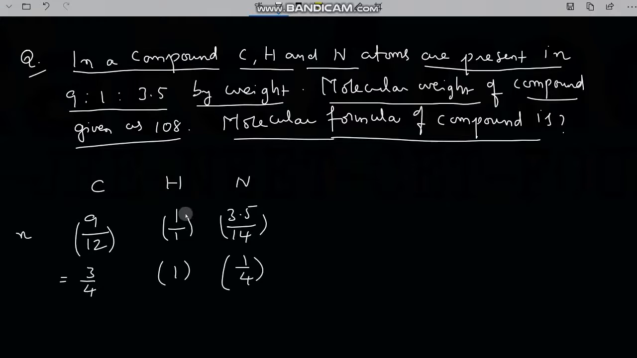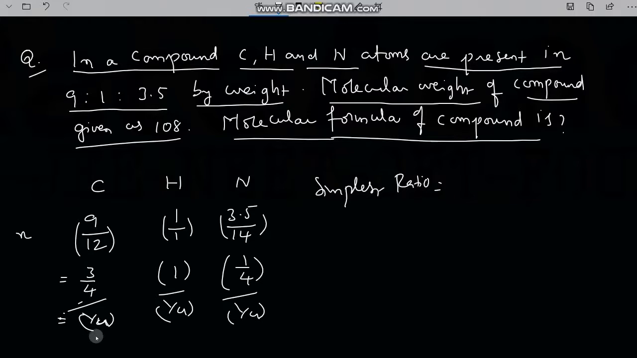Amongst these, the least one is 1 by 4. If you divide each of these with 1 by 4, you will get the simplest ratio. Here you will get 3, you will get 4, you will get 1. Therefore the simplest ratio is 3 is to 4 is to 1.